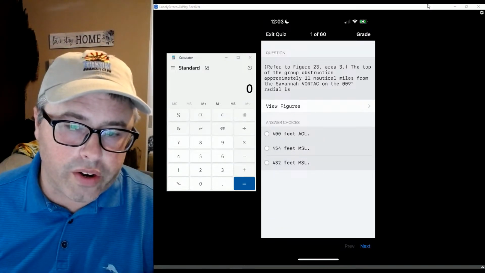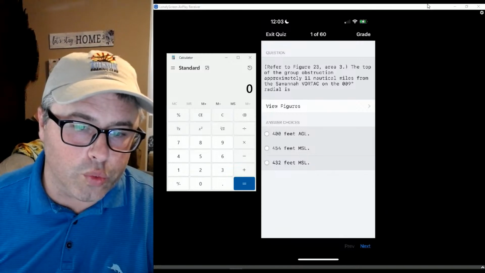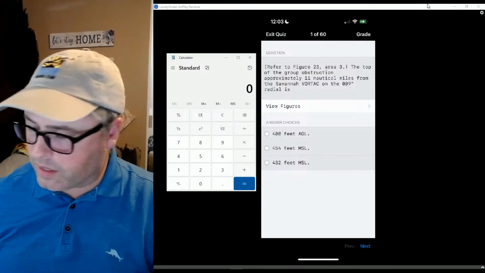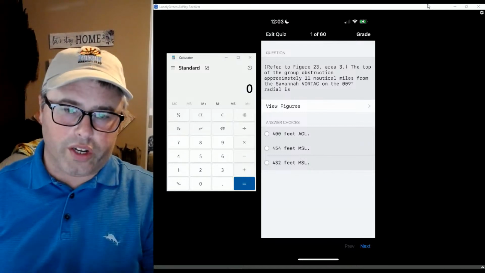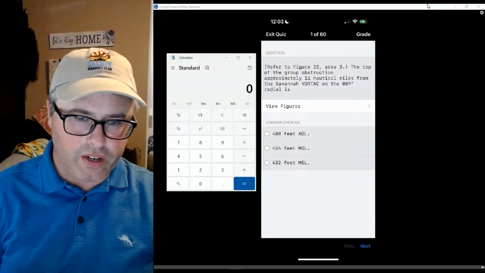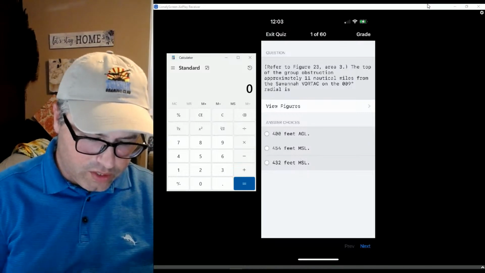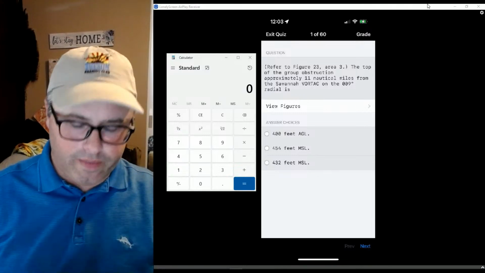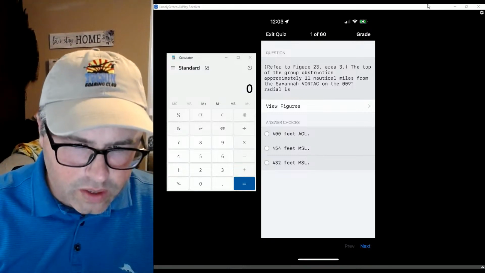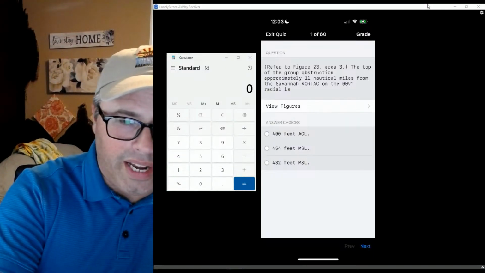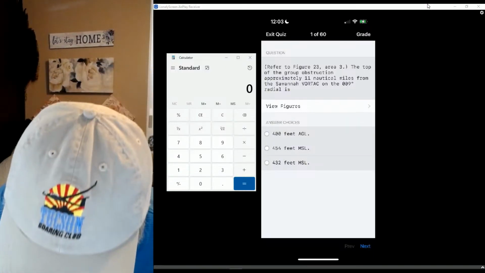Refer to figure 23, area 3. The top of the group obstruction, approximately 11 nautical miles from the Savannah VORTAC on the 009 radial is, okay. So I'm going to look at that, and I'll bring it up on the screen as well. But figure 23, it's easiest to just bring it up immediately so you can be looking at it. Okay. Area 3, 11 nautical miles on the 009 radial off the Savannah VORTAC.